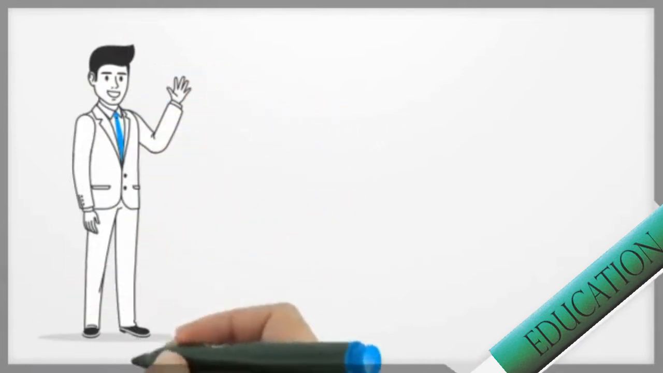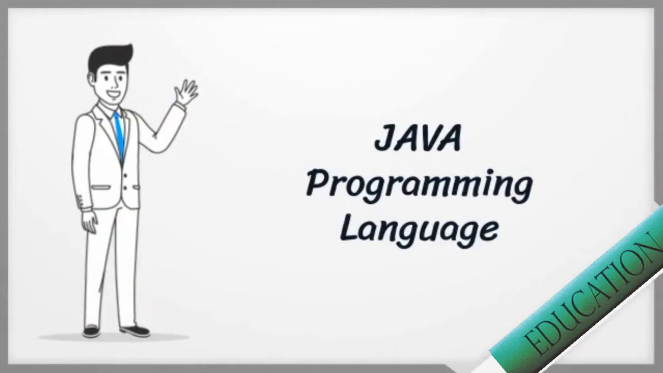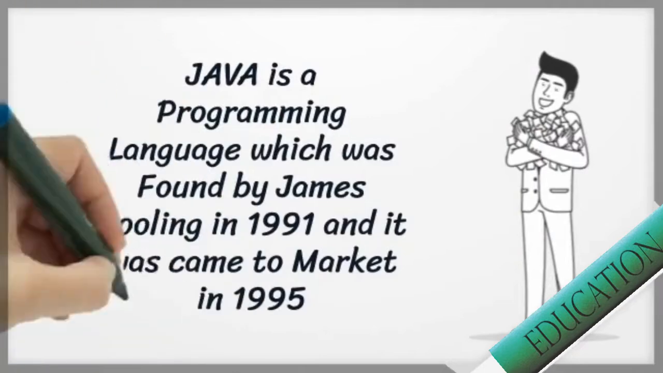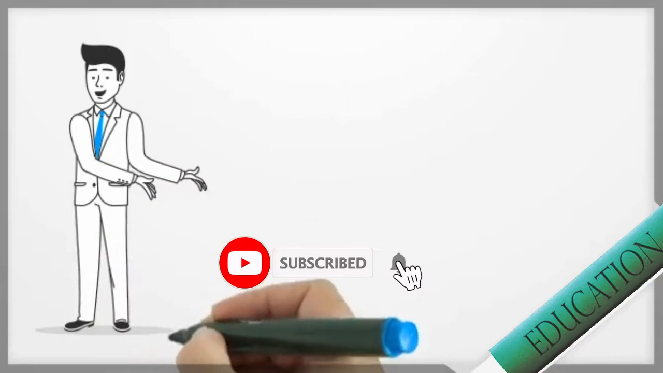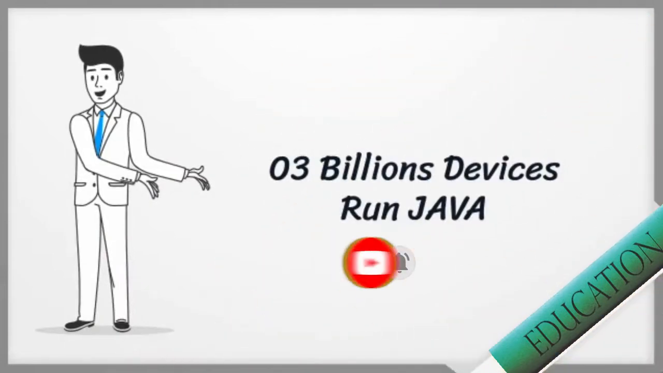Introduction video of Java. First of all, what is Java? Java is a programming language which was created in 1995, I think so. Yes, it was owned by Oracle, and more than 3 billion devices run Java. Now, for what purpose is Java used?